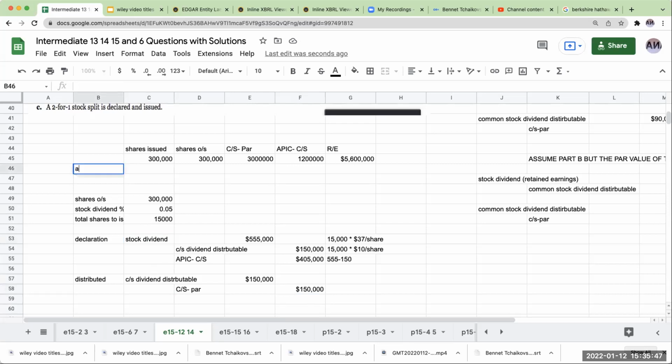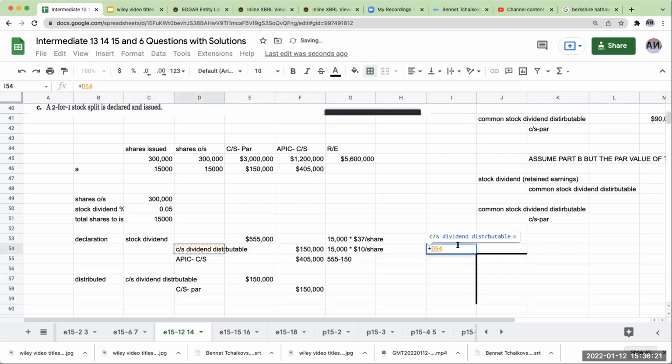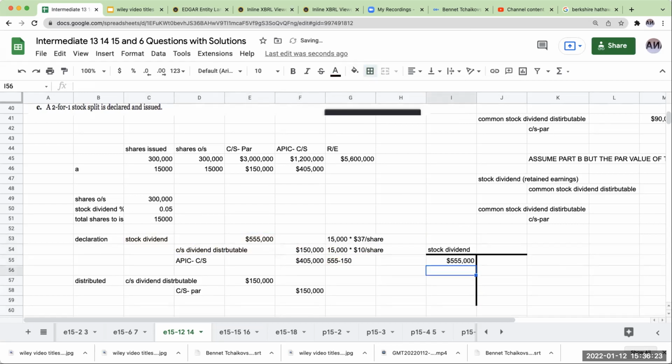So if we looked at situation A, my shares issued would be increasing by 15,000. My shares outstanding would be increasing by 15,000. My common stock at par is going to increase by 150,000. My additional paid-in capital common stock is going to be increasing by 405. But what's going to happen to the dividend? Well, my dividend is going to be on my books. So I've got a stock dividend of 555,000.